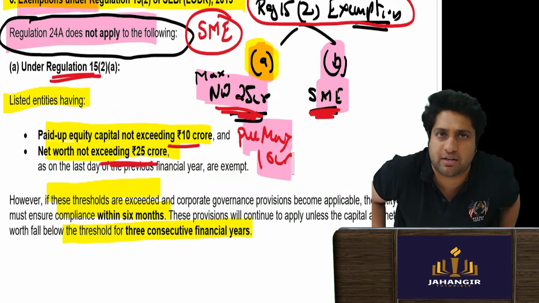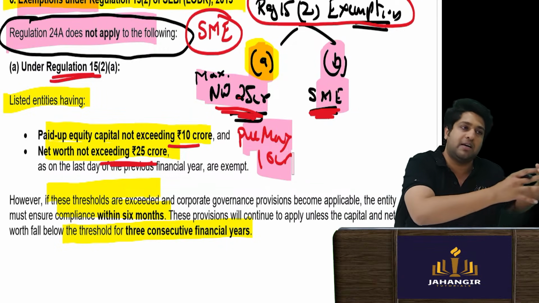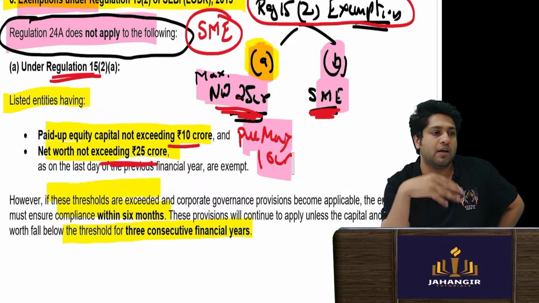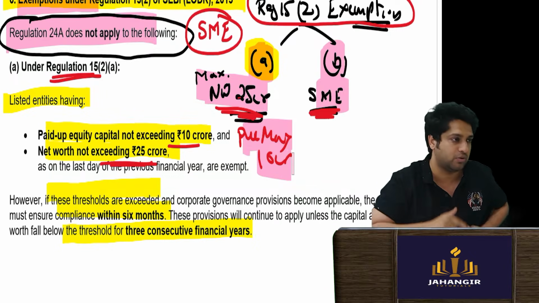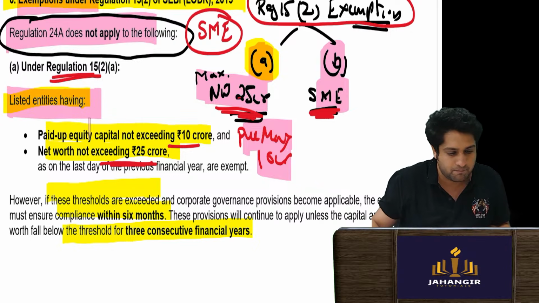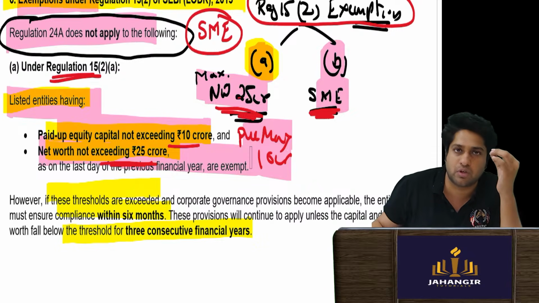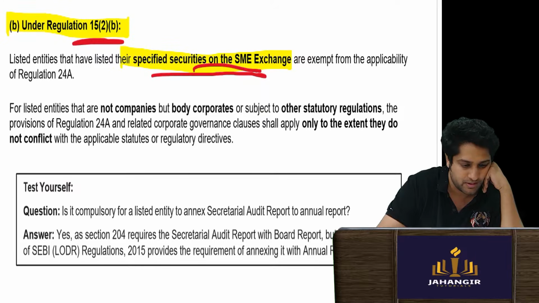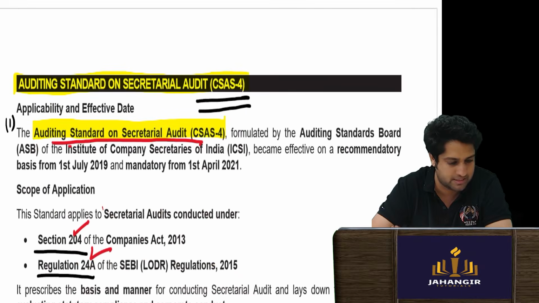So this point you can also remember, that secretarial audit is not needed if it is a small and medium enterprise, and if you see their net worth is maximum 25 crores or their paid up capital is maximum 10 crores. So these two figures have been given which you need to know. Entities having paid up capital not exceeding 10 crores or net worth not exceeding 25 crores are exempt from taking a secretarial audit. So that is one less thing you don't have to do. Okay. And even the SME exchange, similar thing, they are exempted.